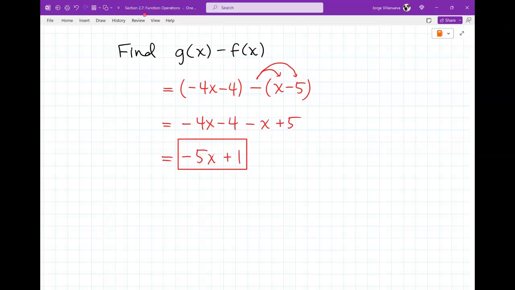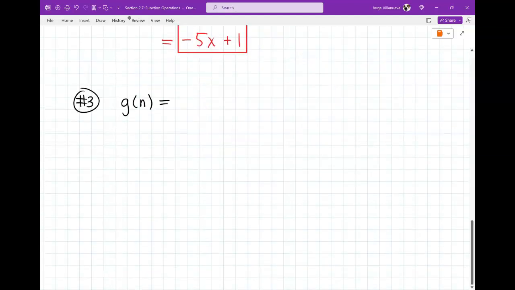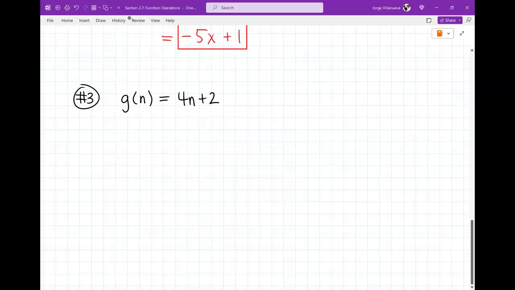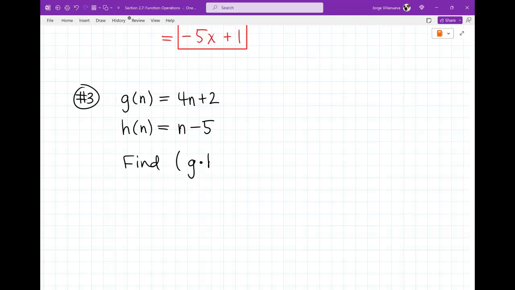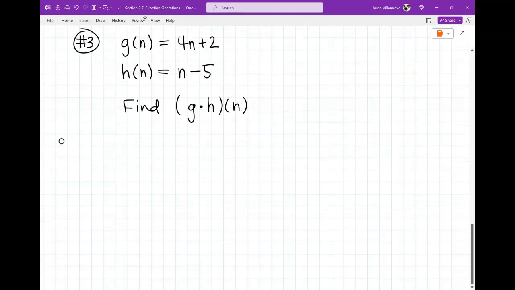So that's going to be, I think, the backside of the homework. We're going to do one more of these. Multiplication one, just so you can see one that's multiplication. And then we'll move on to the ones towards the back. So here's one that's multiplication. g of n is 4n plus 2. h of n is n minus 5. And they want me to find g times h of n.